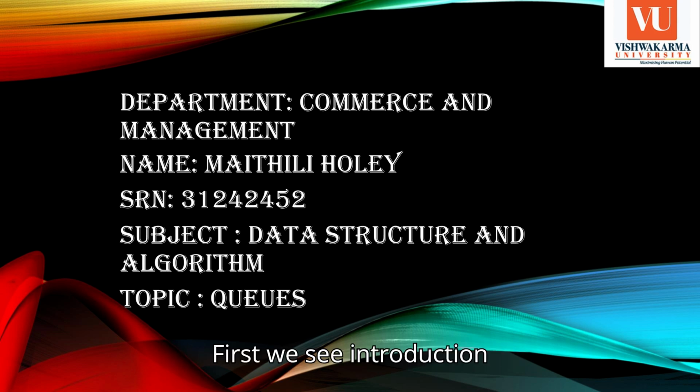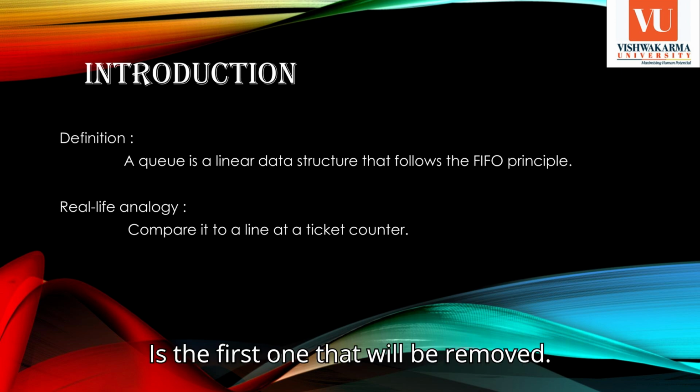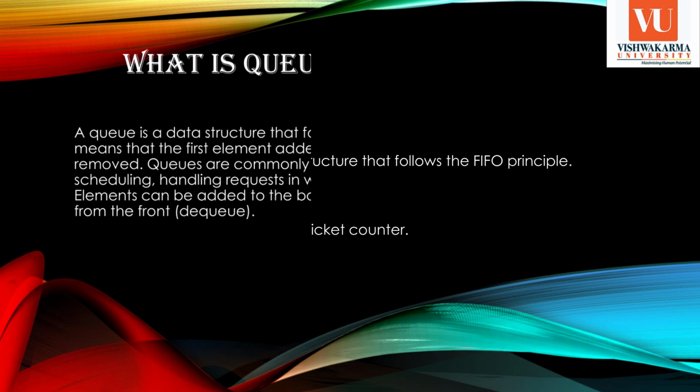First we see introduction of queue. A queue is a linear data structure that organizes elements in a specific sequence following the first in first out principle. This means that the first element added to the queue is the first one that will be removed.